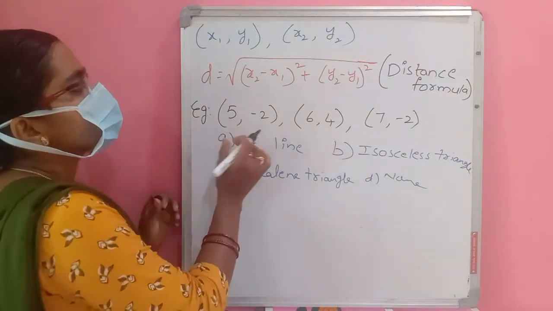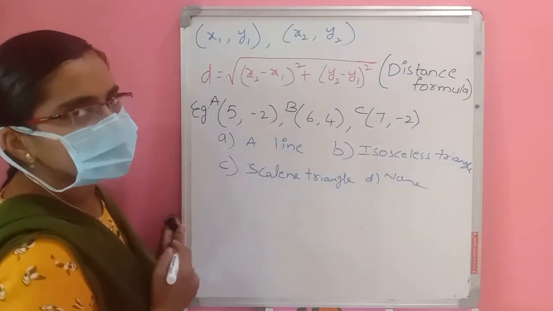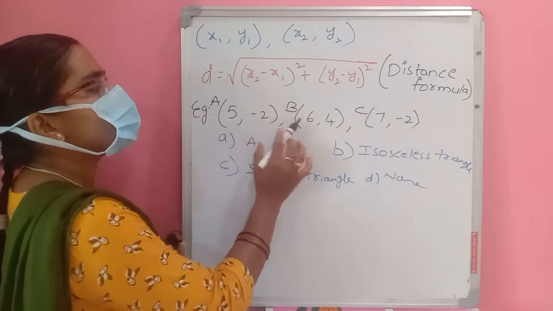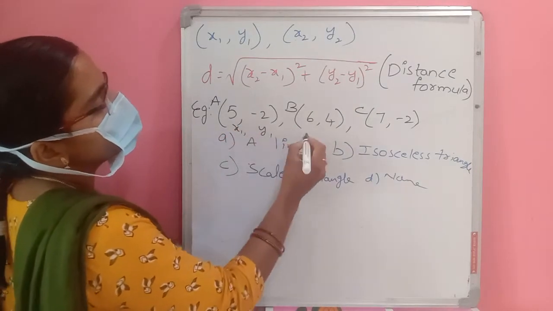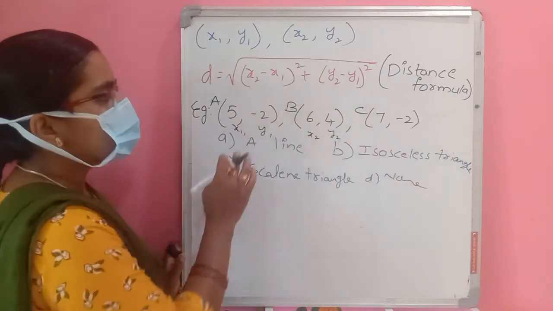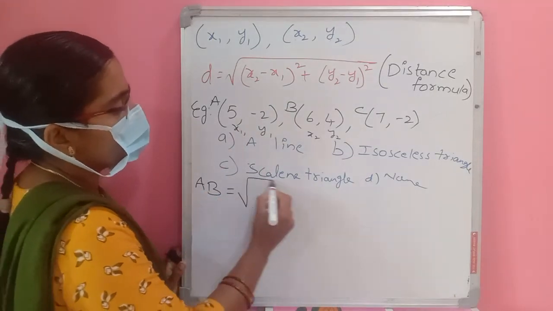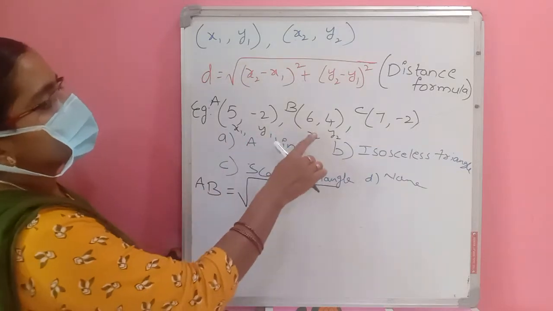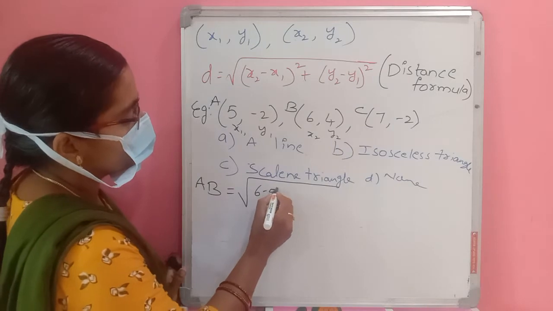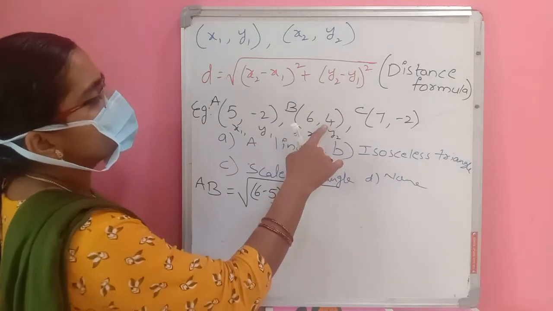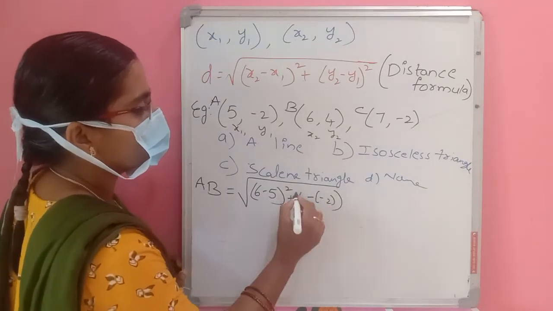This question here. So take this point as A, this point as B, this point as C. Then distance between 5 comma minus 2 and 6 comma 4. Then this becomes x1, y1, x2, y2. Distance between these 2 points means AB. AB is equal to square root of x2 minus x1, formula, x2 minus x1, 6 minus 5 whole square plus y2 minus y1, 4 minus 2 whole square.